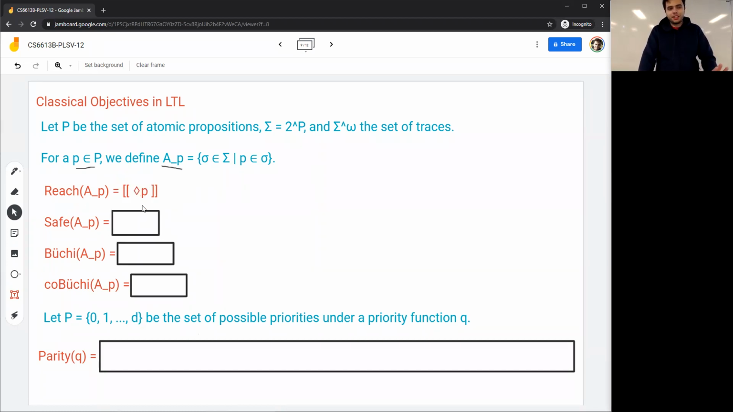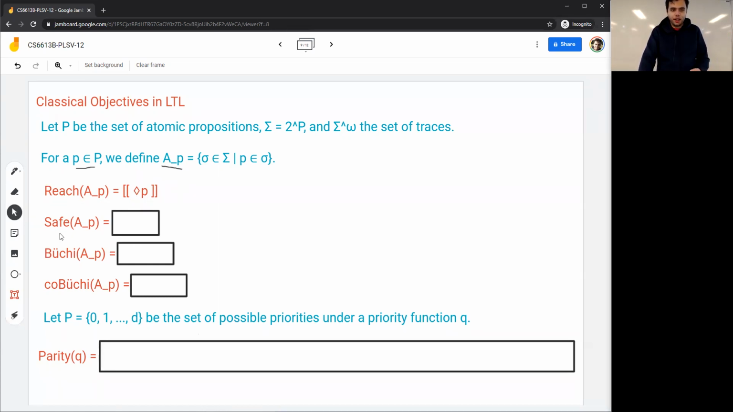Actually, to be completely formal here, because this was an objective, right? It's a set of traces, or set of infinite words. We have to take the meaning of eventually p, because that's also a set of infinite words. So yes, if your trace, if your infinite path satisfies eventually p, then what does that mean? It means that it eventually reaches p. So it's the same as reachability.